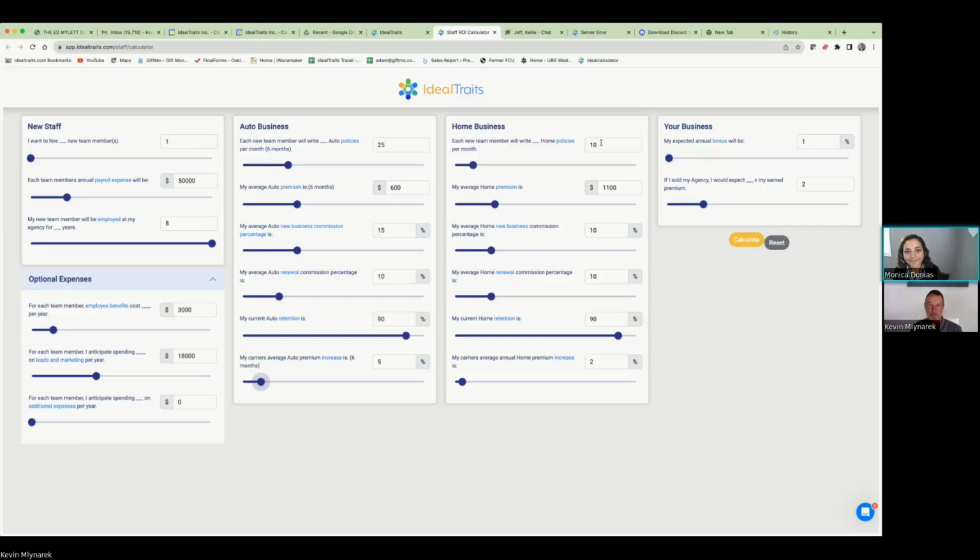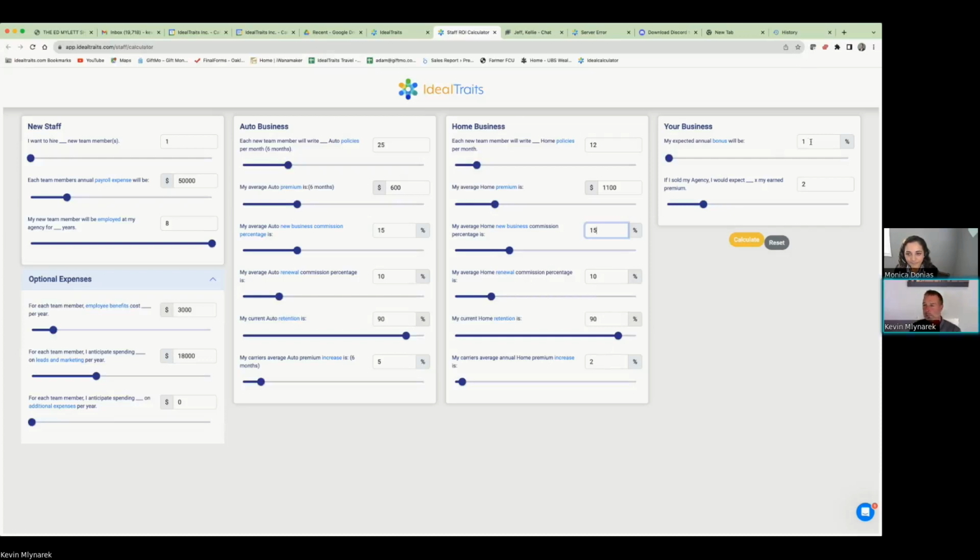And then for home, let's say that they did half the homes, we'll do 12 homes, $1,100 in premium per year. Same thing. We'll do 15% new business, 10% renewal, 90% retention, and then a 2% increase.